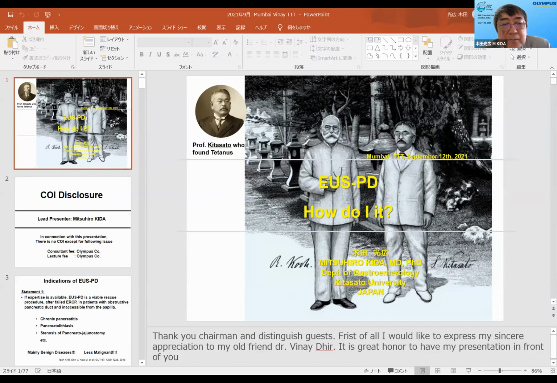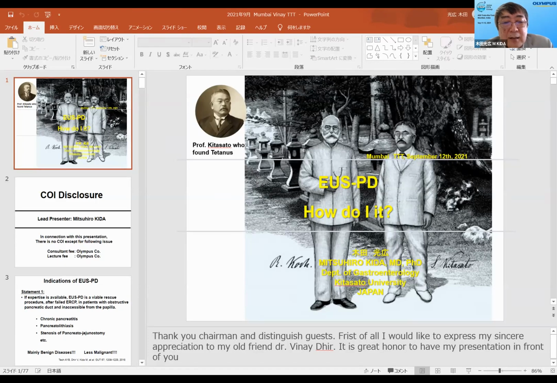Another question is, what is the risk of pancreatitis after the procedure? In our case, most indications are chronic pancreatitis. We have never experienced pancreatitis. Maybe that is because the pancreas is abnormal. If the pancreas is a normal case, we will have pancreatitis, I think.